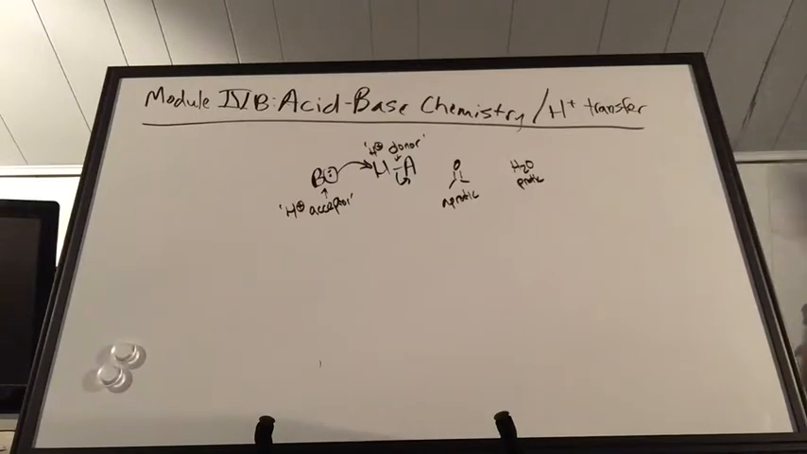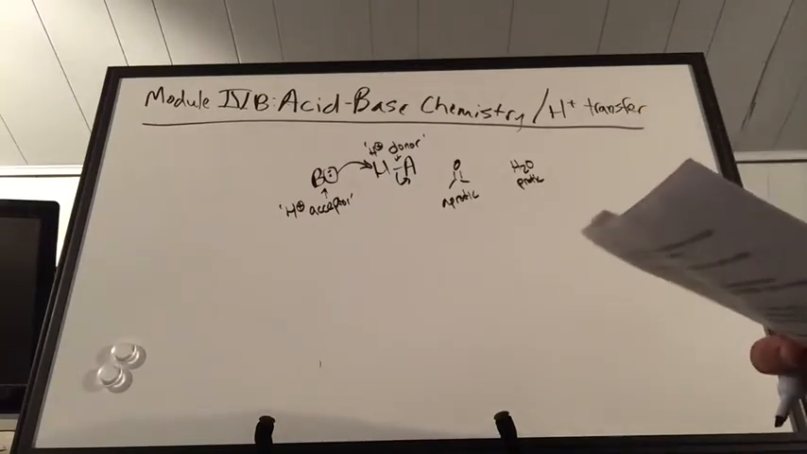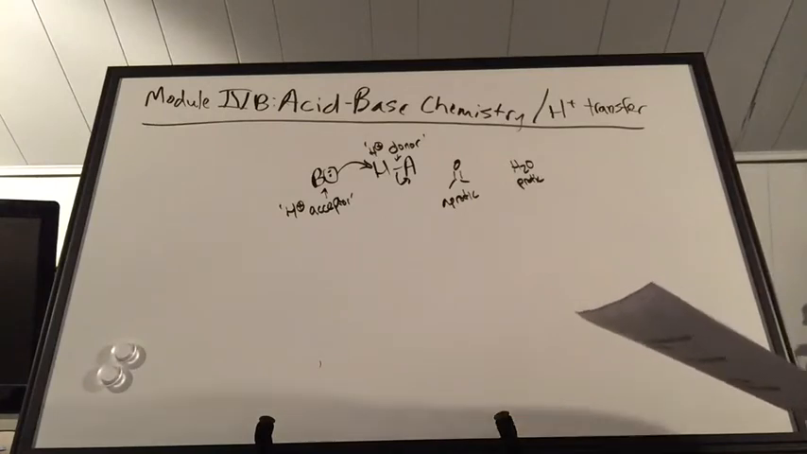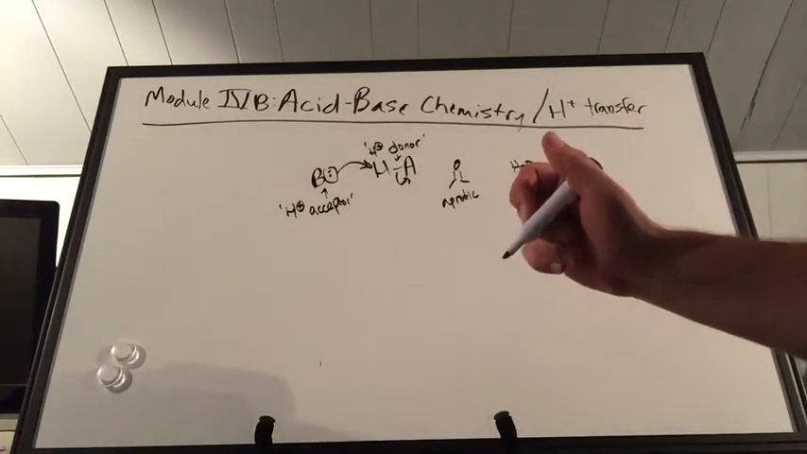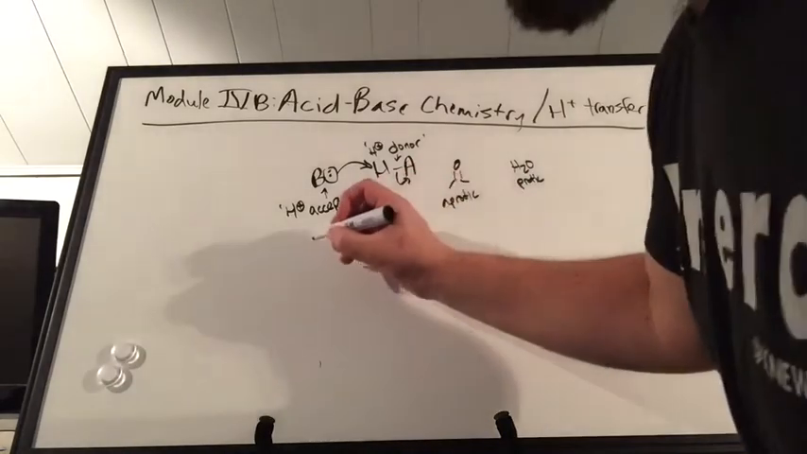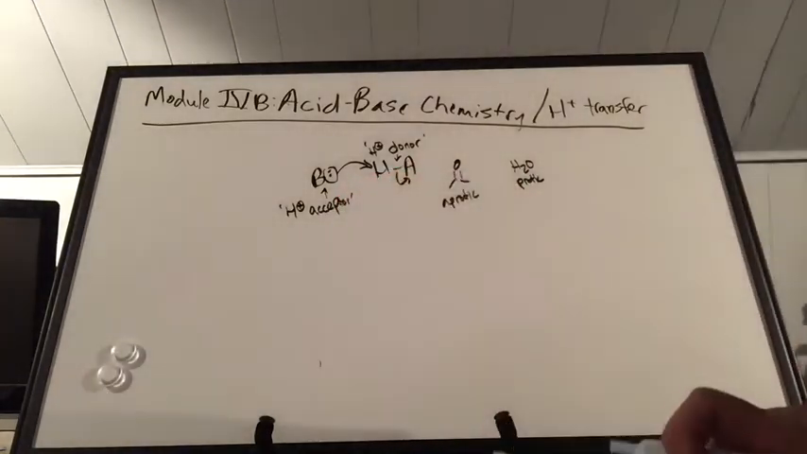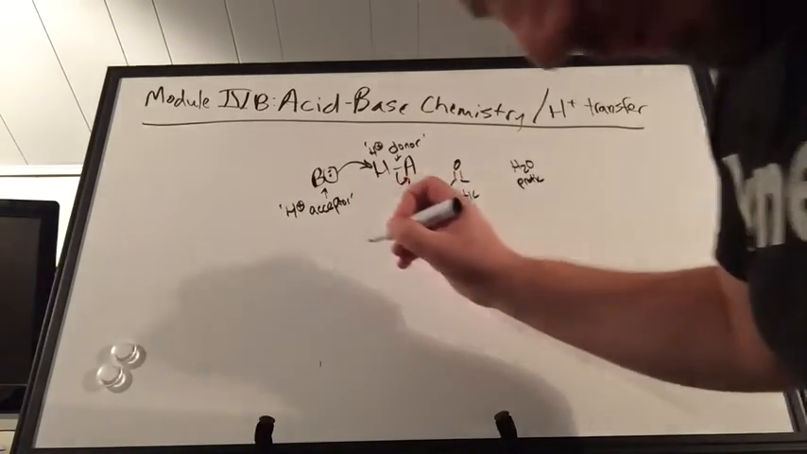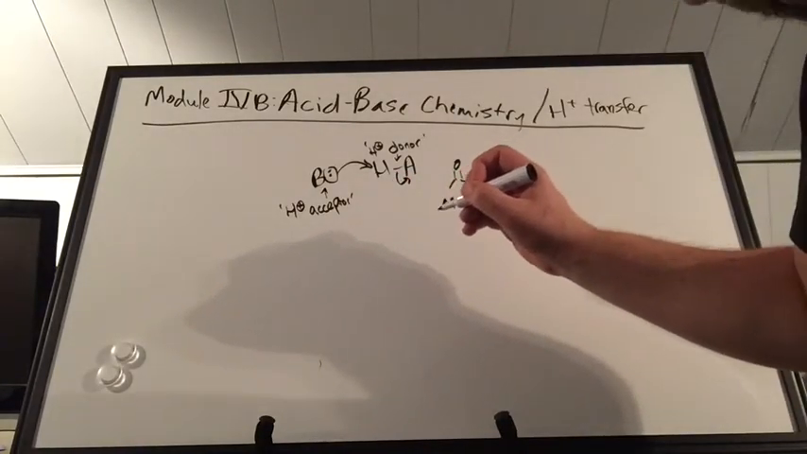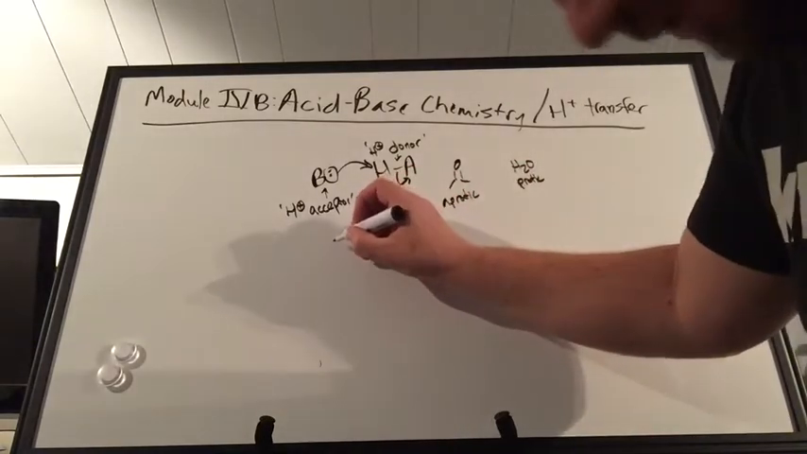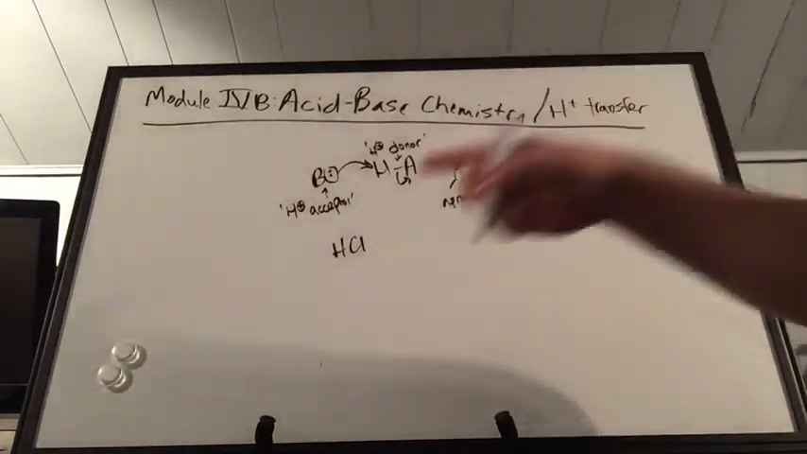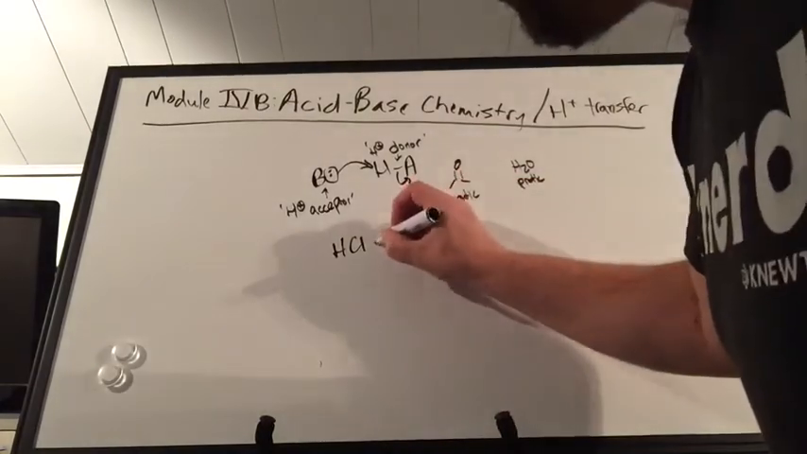Okay, so let's go into a little bit more depth in terms of what kind of acids and bases there are. Now we can think of this first equilibrium in your notes here. So this is going to be HCl, which we typically think of as a strong acid.